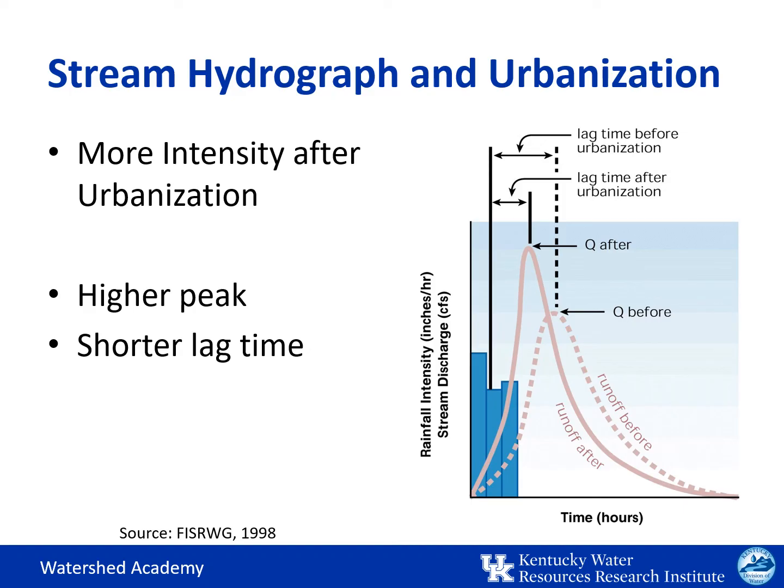Stormwater infrastructure has been installed to move water off of streets, parking lots, and sidewalks as quickly as possible, routing it directly to the nearest waterway. Ditches, culverts, and pipes take water straight to the stream. Thus, we will see quicker, higher peak flows.